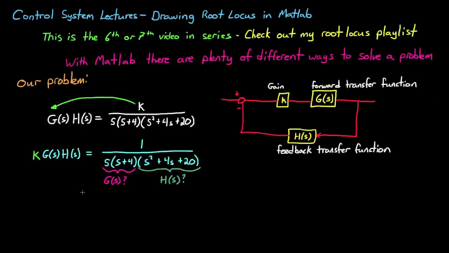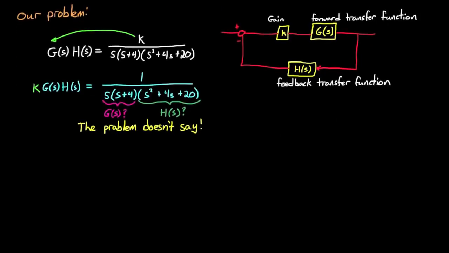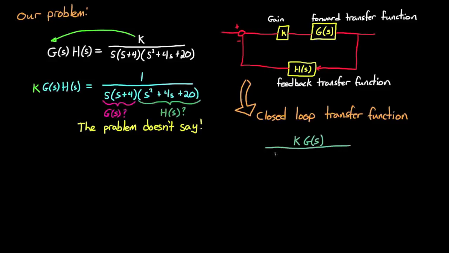but for drawing the root locus it doesn't matter, because if you recall, the closed-loop transfer function for this system is k times g of s divided by 1 plus k times g of s times h of s. And to draw the root locus, we only need the characteristic equation in the form that it's already in, exactly the way the problem provided it.